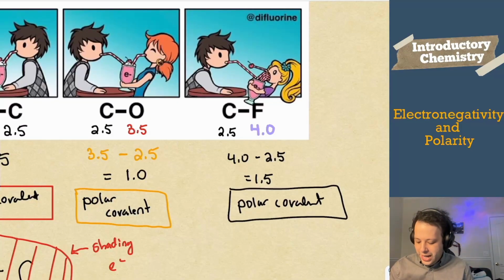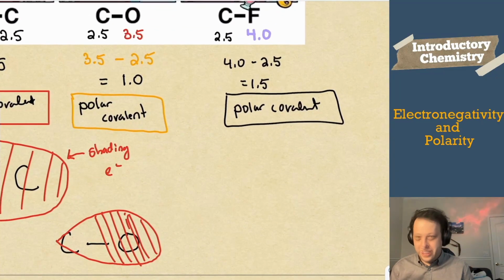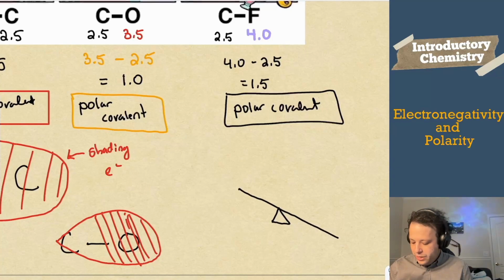So when we have that, it's going to look very similar to the carbon-oxygen picture. But another way to illustrate that for everybody that might be struggling to understand this is a seesaw or a teeter-totter, where if I have carbon on one side and fluorine on the other, and this is my electron balance, we're going to have more of the electrons on the fluorine side in this case. So it's going to be very, very uneven.